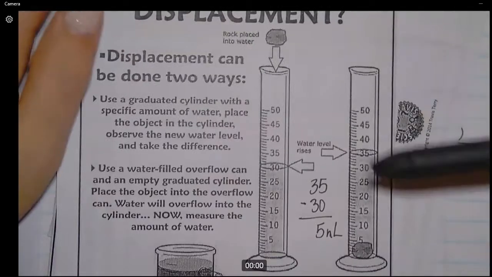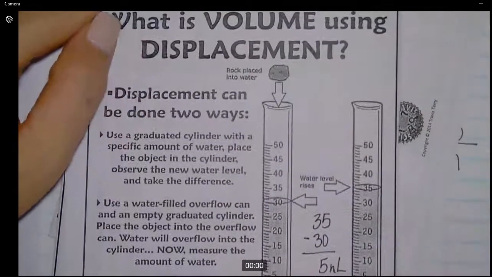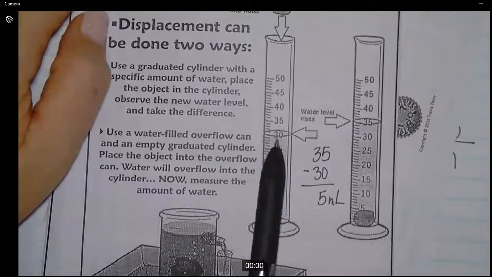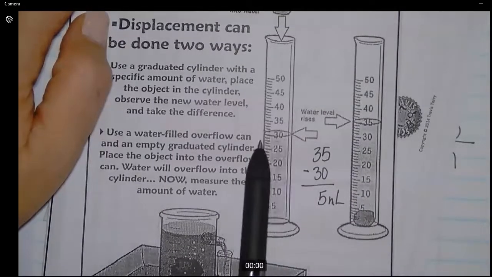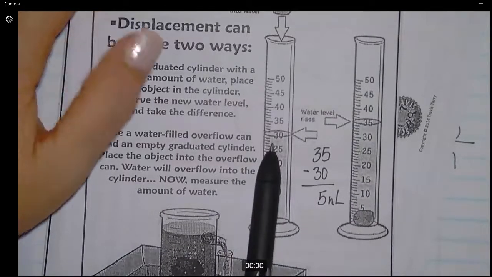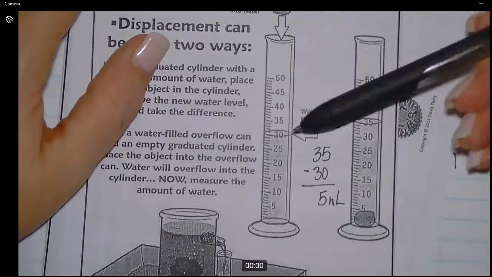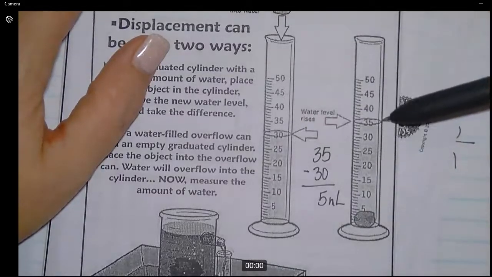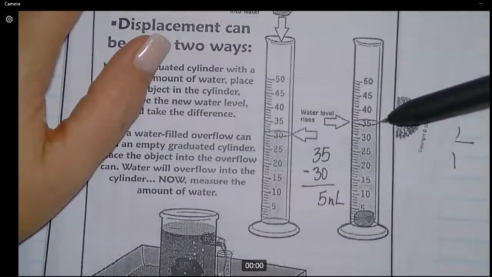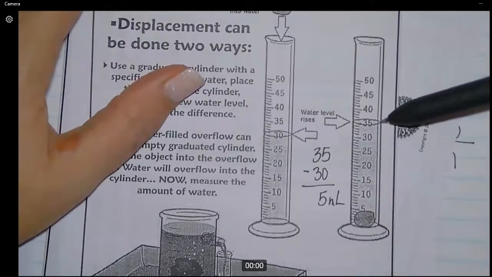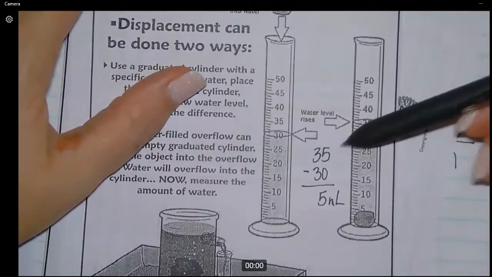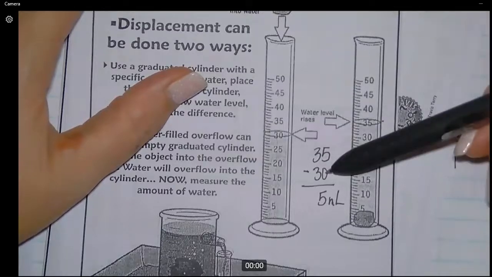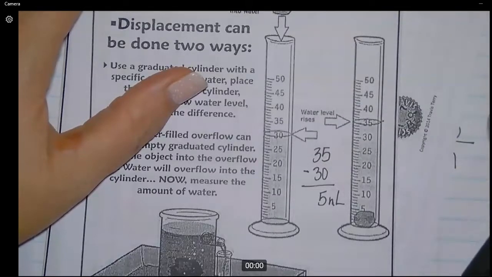Alright, so right here, we're going to talk about how we find water displacement. So we've got these 2 cylinders here, and what you do is you start with a certain level of water. So like this one, they chose to start at 30. They have this rock, and they're going to drop the rock into that cylinder with 30 milliliters of water. When they did that, the water rose. Okay, so to find the volume of the rock, you take the volume that it ended, the 35, and you subtract the volume you started with, 30, and you get 5 milliliters.